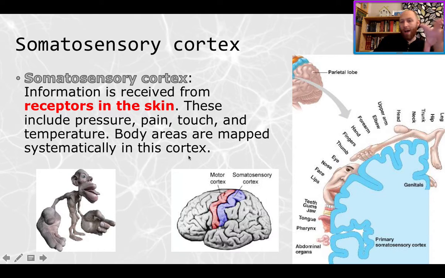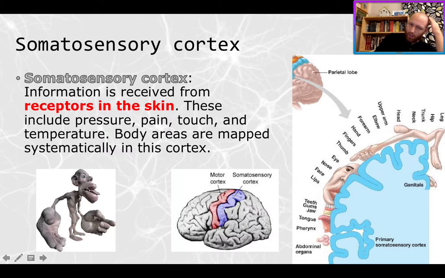Body areas then are mapped within the somatosensory cortex, and you can see a slice through here which shows how different functions or different areas of the body are represented. So legs, hips, trunks, neck, head, upper arm, elbow, moving down the body, teeth, tongue, and abdominal organs. So essentially, if I took your eye and poked it, this part of the brain would be active, and if I pinch your forearm, this part of the brain would show activity. So it's very, very localized and very systematically organized.